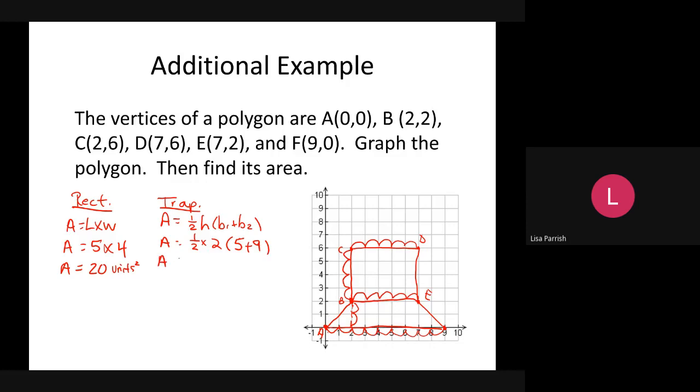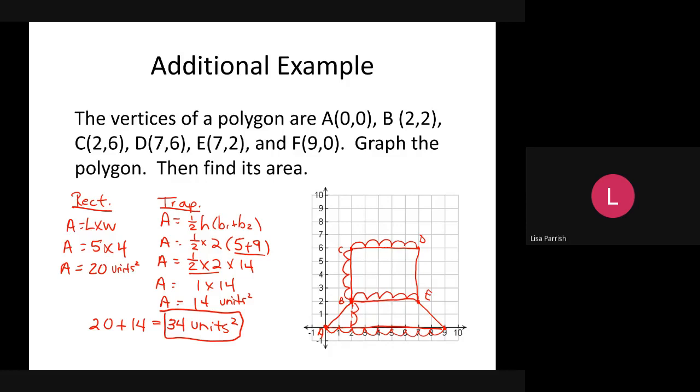Remember when we solve the formula for area of a trapezoid, we do the parentheses first. 5 plus 9 is 14. So now I can take half of 2. That should be easy. Half of 2 is 1. 1 times 14 is 14 units squared. And remember, since this is a complex shape, the last thing I do is I add the 20 plus the 14, and I get 34 units squared.